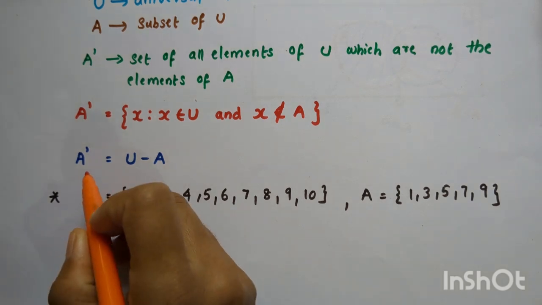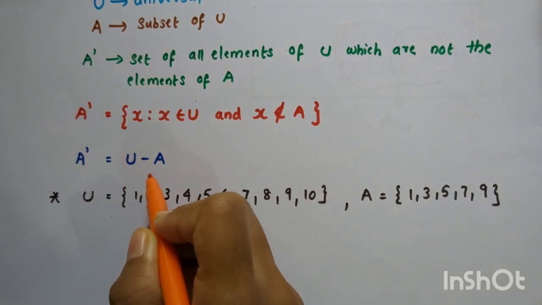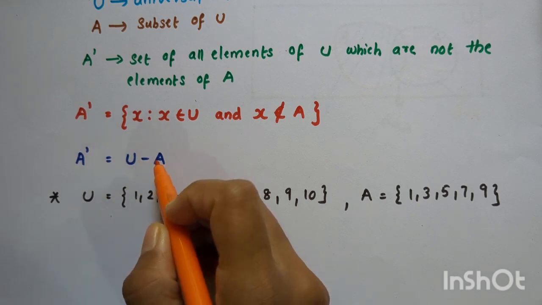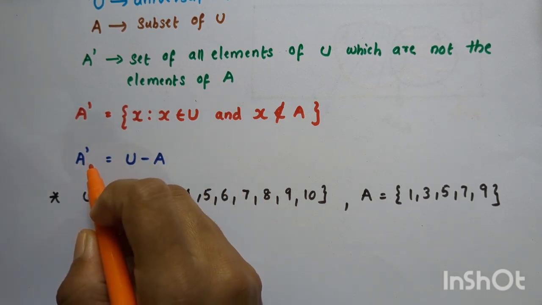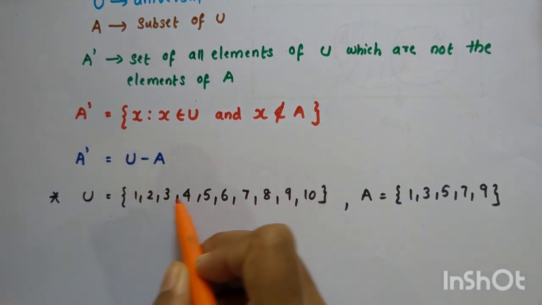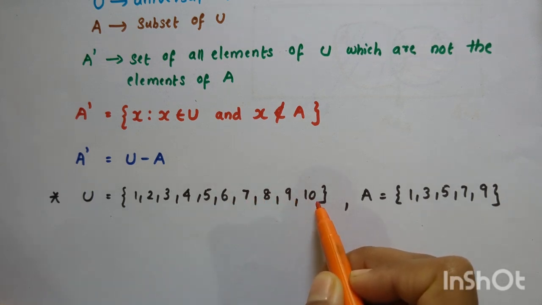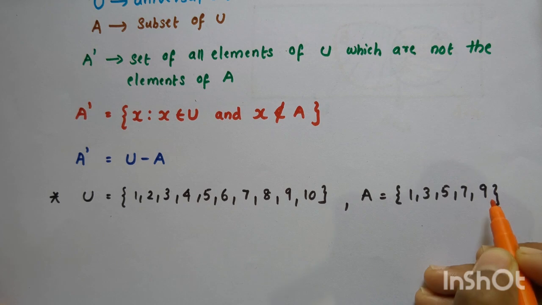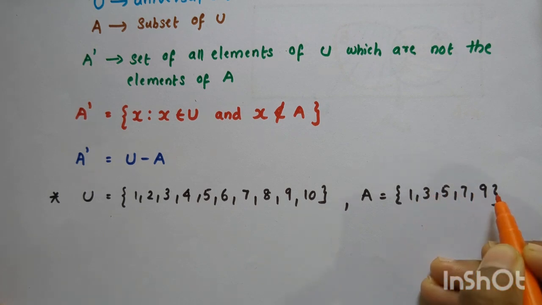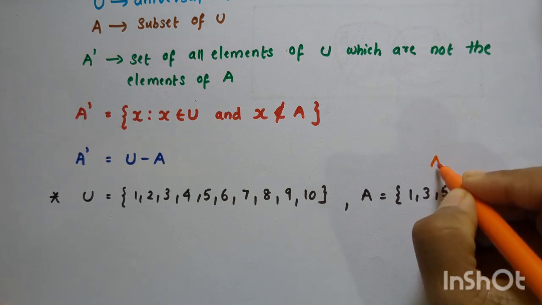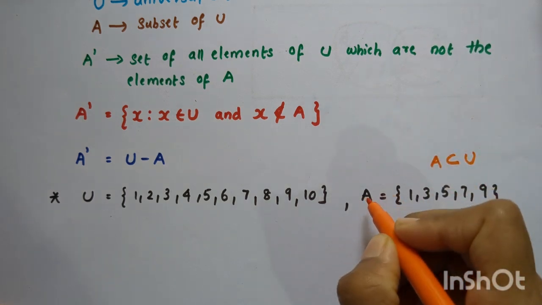We can write A complement as U minus A. That is the difference between the universal set and the set A that actually gives you A complement. Let us consider one example. Let U be the set of the elements 1, 2, 3, 4, 5, 6, 7, 8, 9, 10. Let set A be the set of the elements 1, 3, 5, 7, 9. These are actually elements of U, so we can say that A is a subset of U.